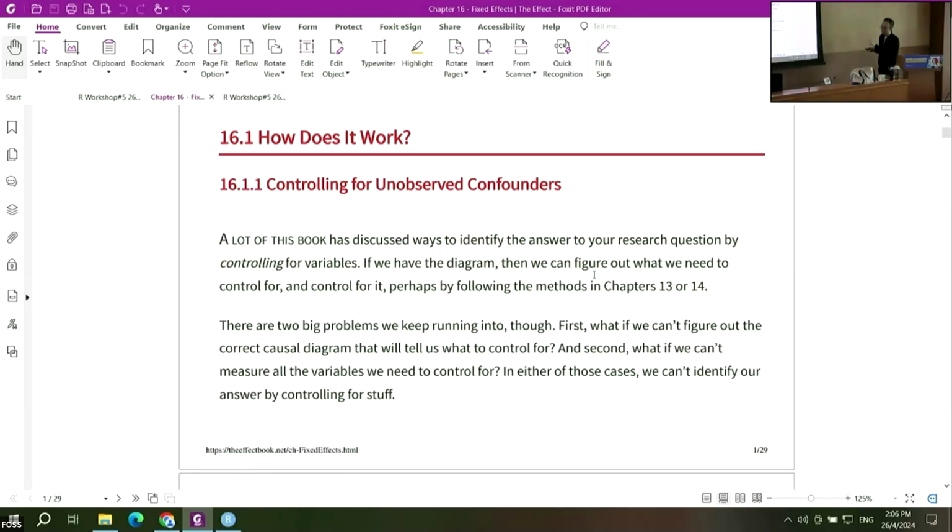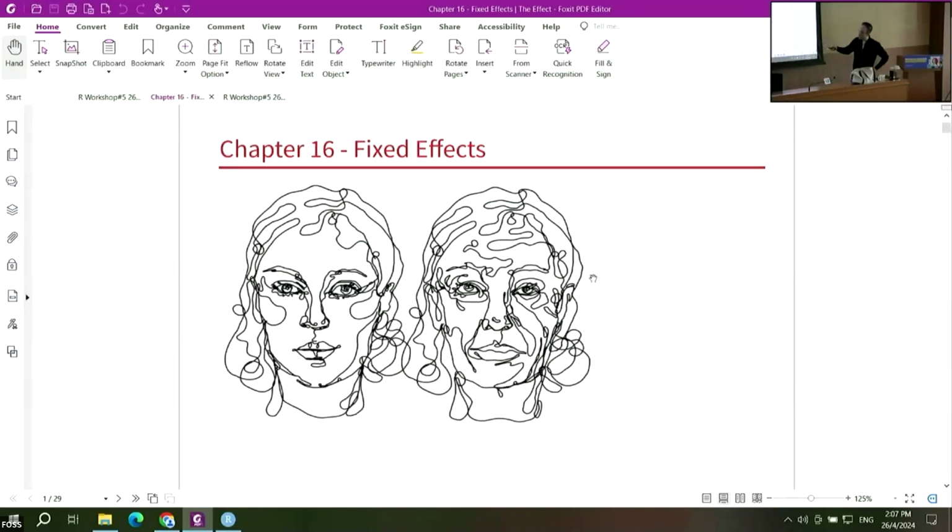But this is one specific phenomenon that we're dealing with today, which is called fixed effect. Basically, the core is that we're trying to control for unobserved confounders. Okay, I'm sure you understand what a confounder is. So a lot of this discovery to identify your research question is by controlling for variables. That's what we're trying to do. We control for variables when we're trying to identify the research question, and we oftentimes start from a diagram, and we want to figure out what we need to control for. This is in reference to what they have talked about, but you don't have to worry about it.